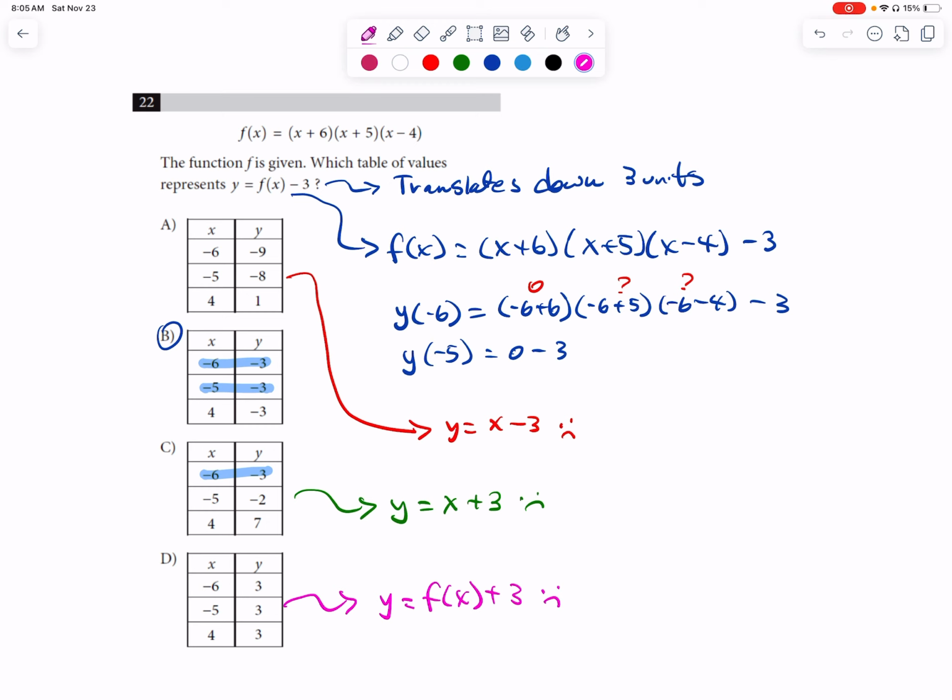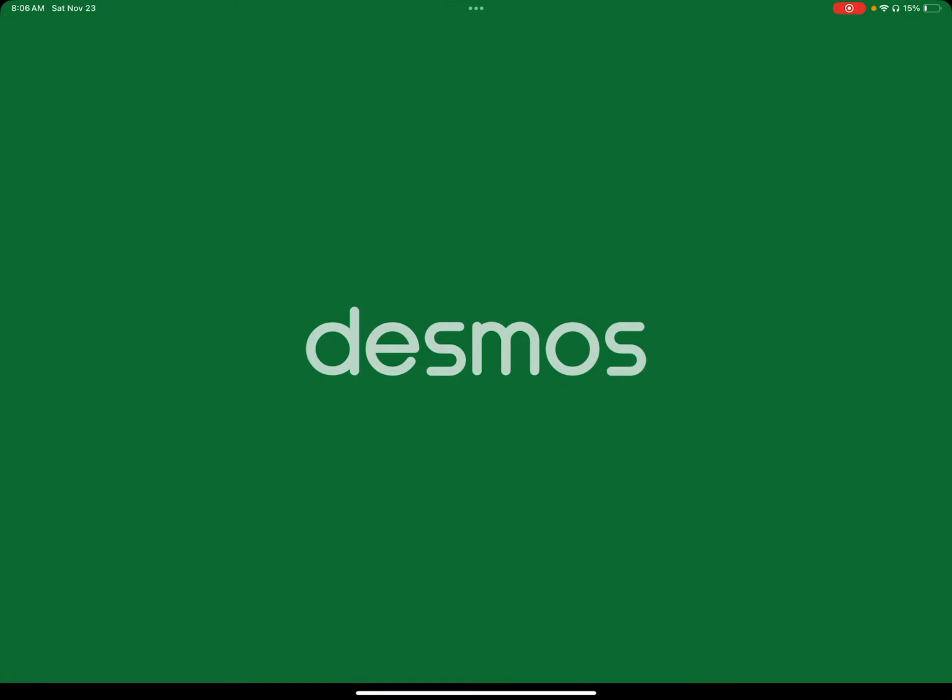Okay, could you have done this on Desmos? Yeah. However, I don't think it actually speeds it up in this case, because the x values they gave us were the zeros of this function. They cancel each other out. We're just left with negative 3 for each one of those numbers. But I will show you what it looks like on Desmos, because why not?